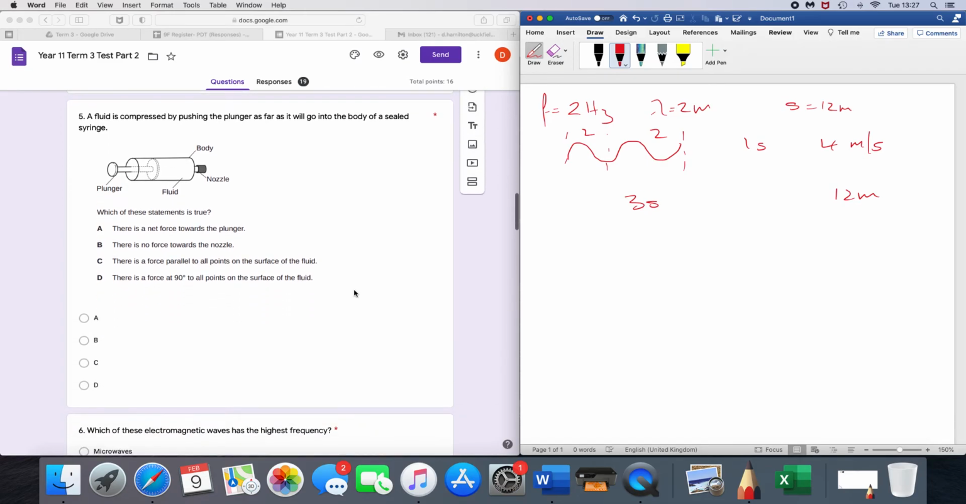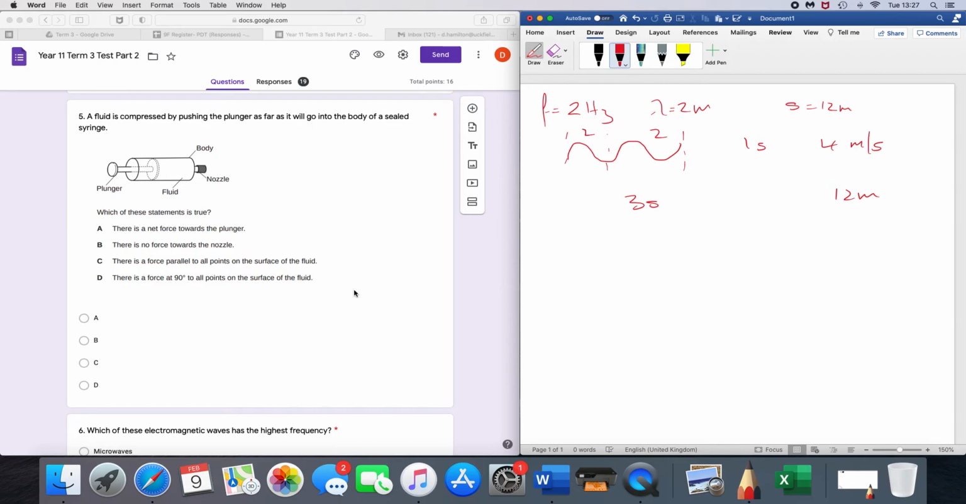Question 5. The fluid is compressed by pushing the plunger as far as it will go into the body of the sealed syringe. Which of these statements is true? There is a net force on the plunger. There is no force towards the nozzle. There is a force parallel to all points on the surface of the fluid. There is a force at 90 degrees to all points on the surface of the fluid.